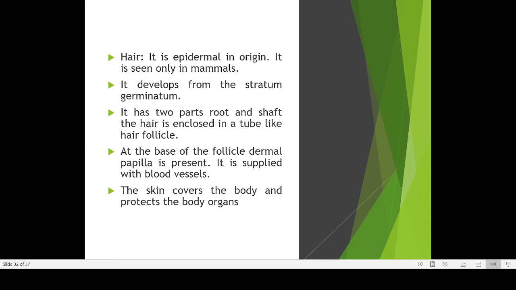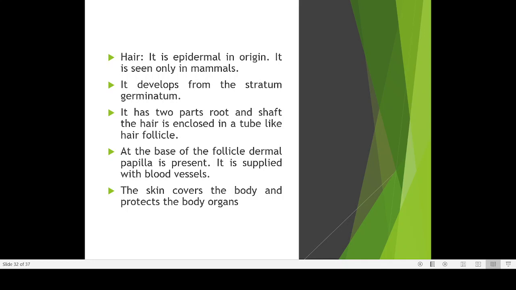Then another structure that we are finding in the body is the hair. In all mammals we can find hairs present. Glands are present, and along with the glands you are also finding hair, and hairs are always epidermal in origin. What is epidermal? You know that skin is actually formed of two layers: the outer layer is the epidermis, the inner layer is the dermis. And hairs are epidermal in origin.